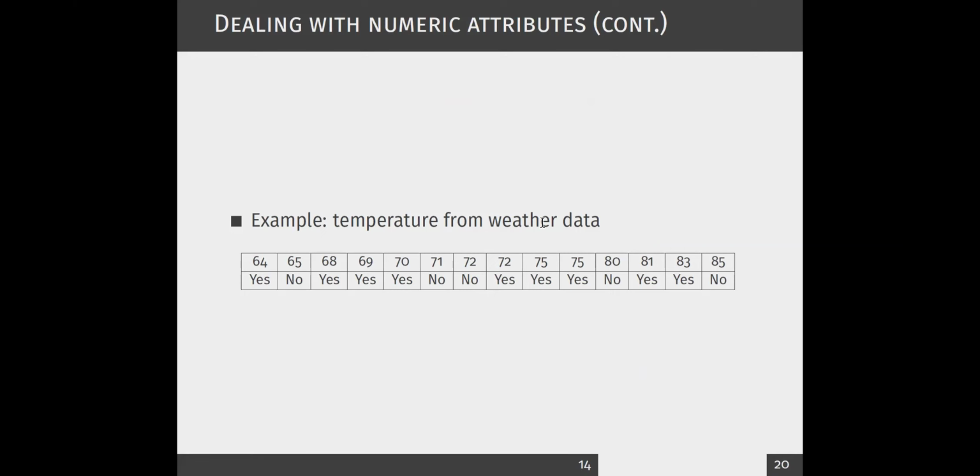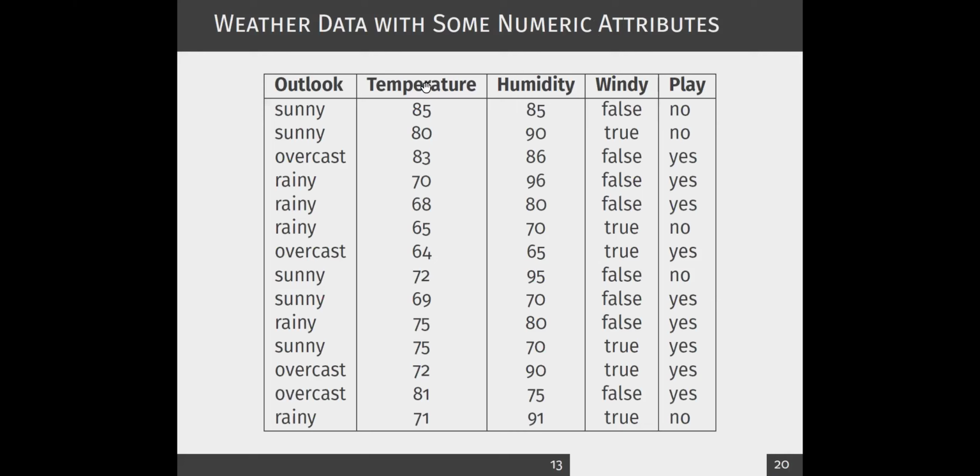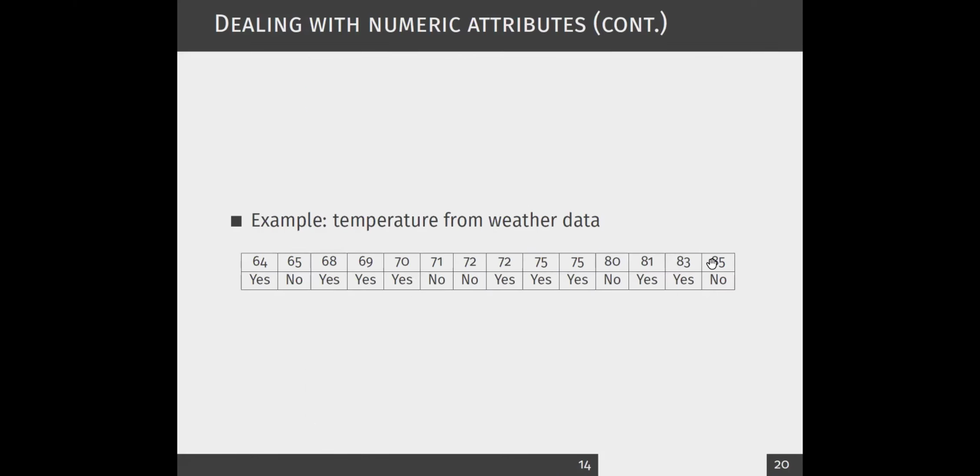What we are going to see here is the temperatures together with their class labels. For example, 85 is no, 80 is no. We list all the temperature values together with their class attribute. So you can see 65 is yes, 64 yes, 65 no, 68 yes, and so on.